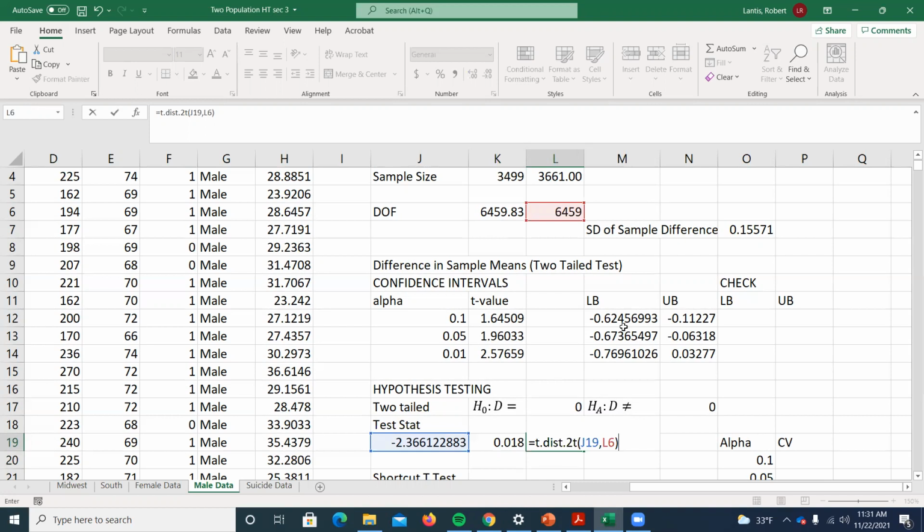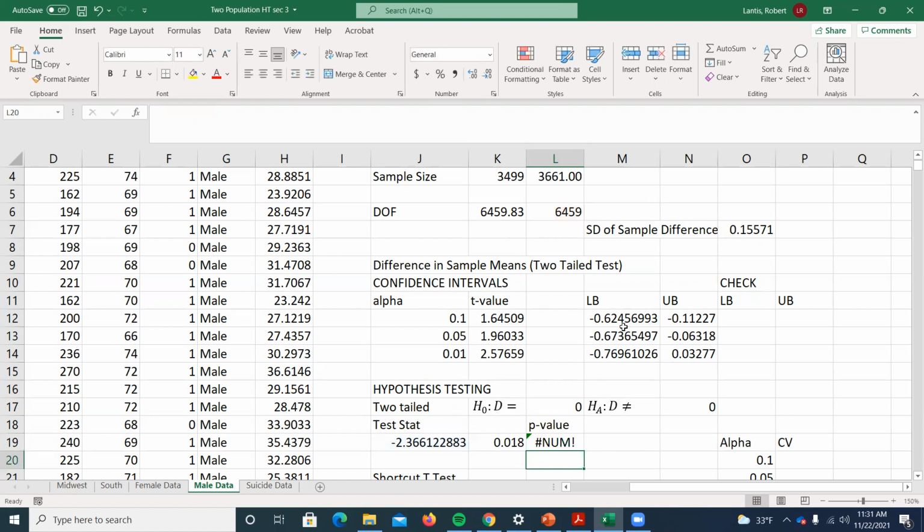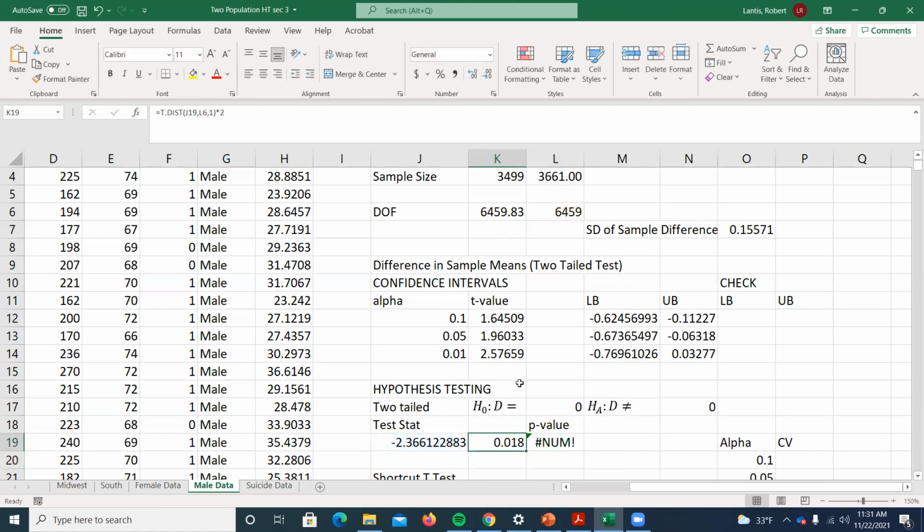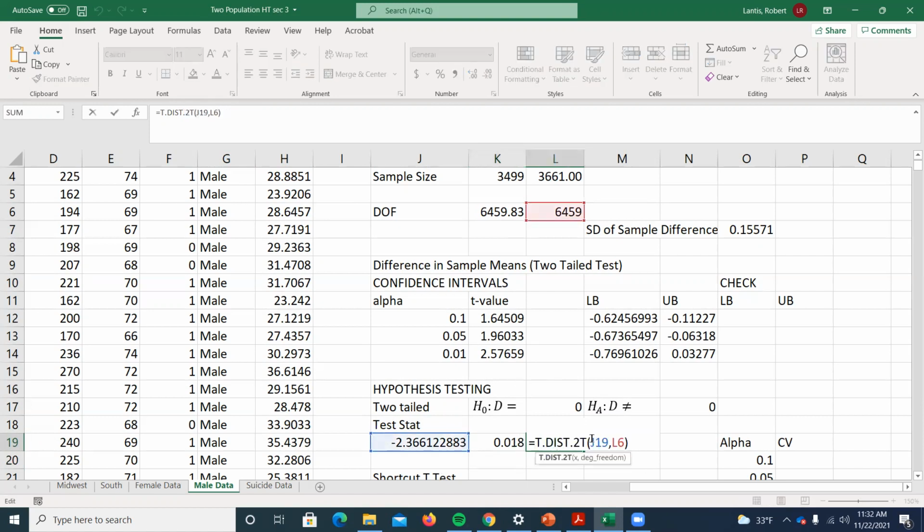Now the problem is this function was created such that it only accepts positive test statistics. So if I hit enter here, it's going to be mad because I've got a negative test statistic, and it is always using that right side of the Student t-distribution, just like the tables do. So if I want to use that .2T, which honestly doesn't save me a lot of work, right? It's basically the same thing as T.DIST. It just multiplies it by 2 for me.